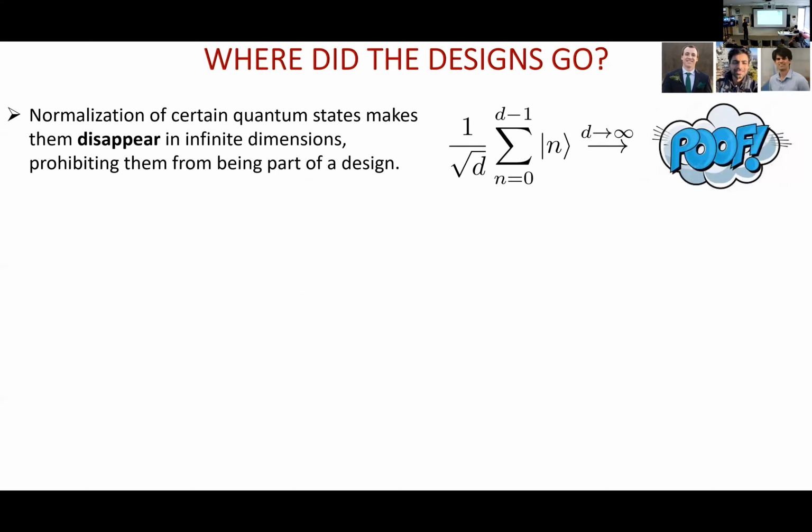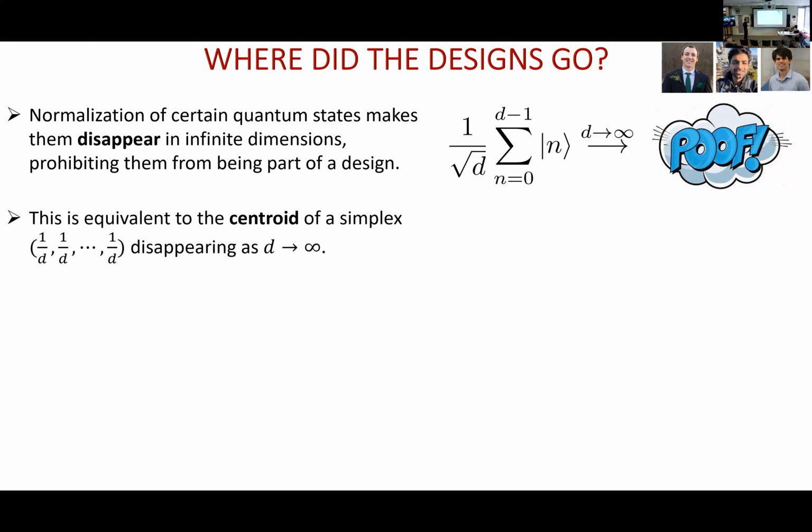You need to basically have states like this. You need to have even superpositions of your basis states to form a design, to be part of a design. You need to include that part of the space, which is this even superposition. And for a d-dimensional space, if you normalize this, this goes to 0. So a normalized superposition of a countably infinite number of states just doesn't exist, right? So that's bad. Why is this bad?